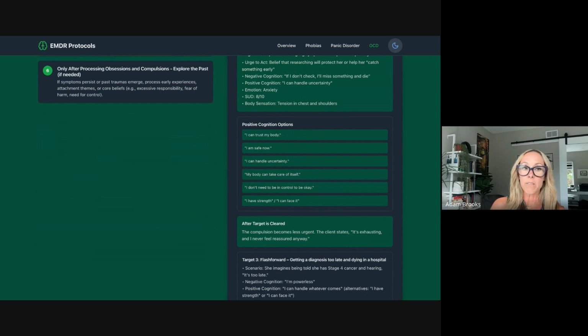And so what I would do is, if she said, I don't know what the positive cognition would be, I would give her these options and then ask her, which one do you want to believe, but you don't believe at all? Right? And then she would choose one of those and we would move on, right? For the negative cognition, usually I say, which one of these negative beliefs packs the most punch for you that you really relate to?